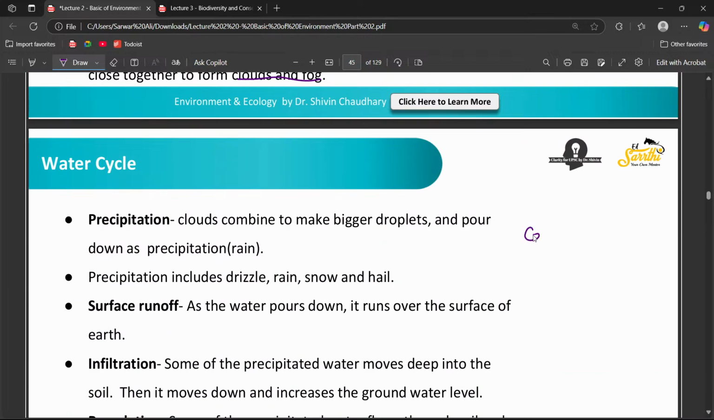Precipitation is gas to liquid. Precipitation is basically rain. It includes rain, snow and hail. Surface runoff is when water pours down and runs over the surface of the earth.